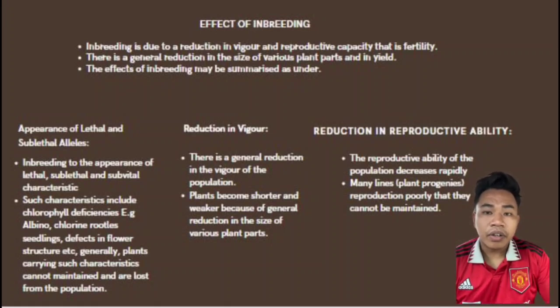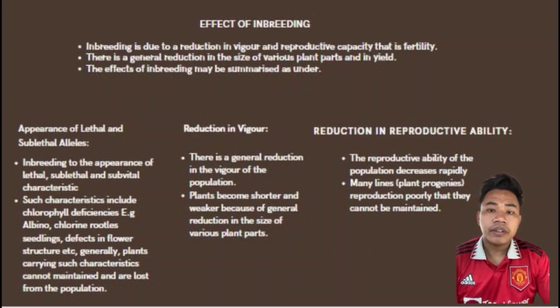Second, reduction in vigor. There is a general reduction in the vigor of the population. Plants become shorter and weaker because of a general reduction in the size of various plant parts. Third, reduction in reproductive ability. The reproductive ability of the population decreases rapidly. Many lines reproduce poorly and cannot be maintained.